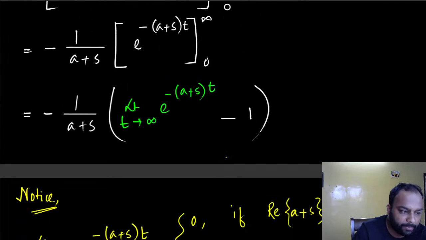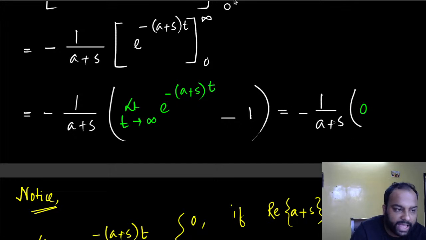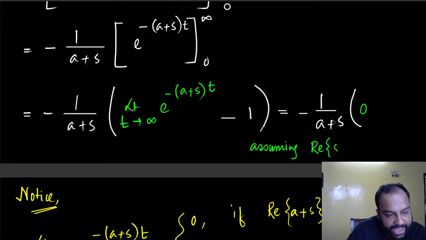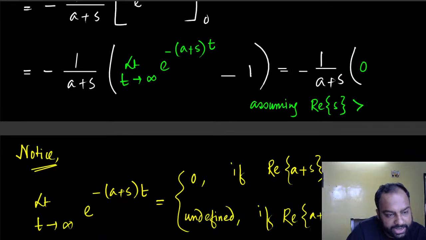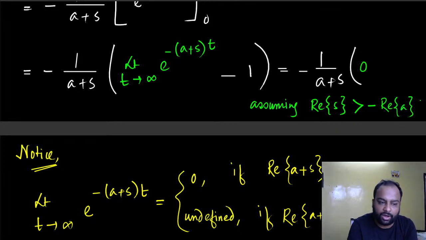So with that said, let's go back to the definition here. So we are saying that this is minus 1 by A plus S, and of course we are putting the limit to be equal to 0, but the moment we do that, we are assuming something. The moment we are putting the limit to be 0, we are assuming that the real part of S is greater than minus real part of A. Of course, if A is a real number, then we can just say real part of S, which is sigma, is greater than A.